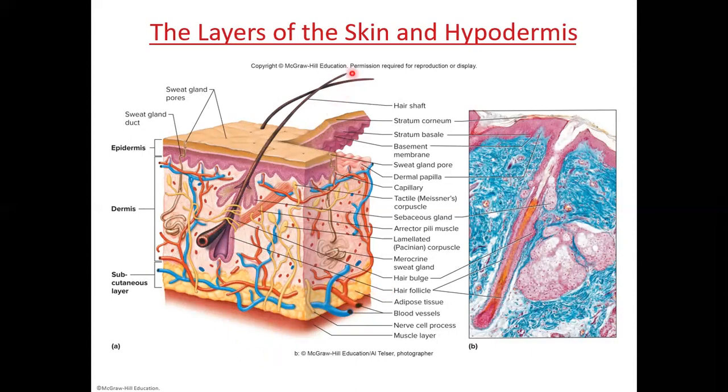You have a hair with its accessory structures here. It has glands linked to it. Here's the erector pili muscle. There's a sweat gland with its accompanying duct. The blood vessels are here, the red and the blue. The yellow are nerves. We're going to see that a lot as we go through these units.